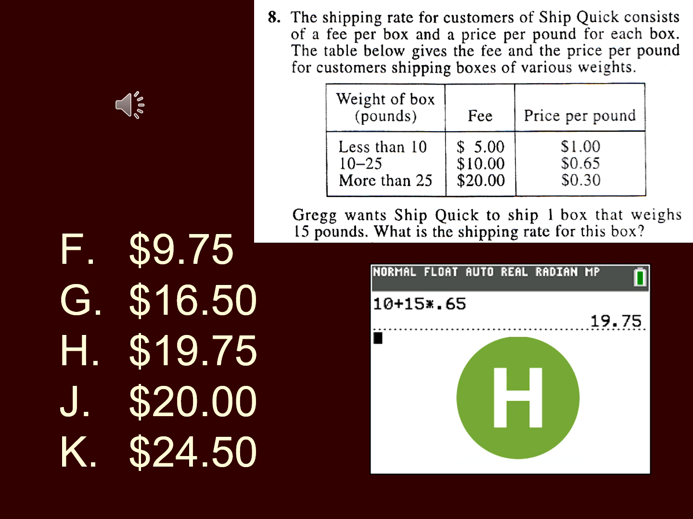So the key here is he has one box and it weighs 15 pounds. 15 is between 10 and 25, so what I care about is the middle row of that table. That middle row tells me that we're going to pay a fee of $10 just to have the delivery guy take the package at all. And then we also have to pay 65 cents per pound. So I did $10 plus 15 pounds times 65 cents. You do that, you get $19.75, and $19.75 is choice H.